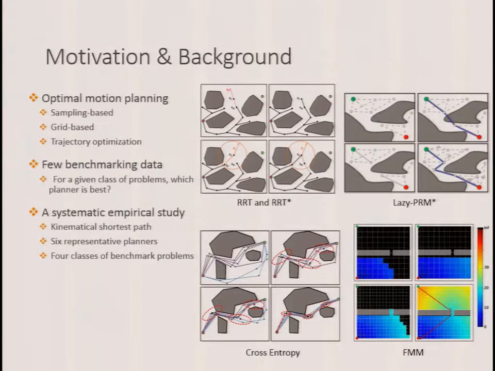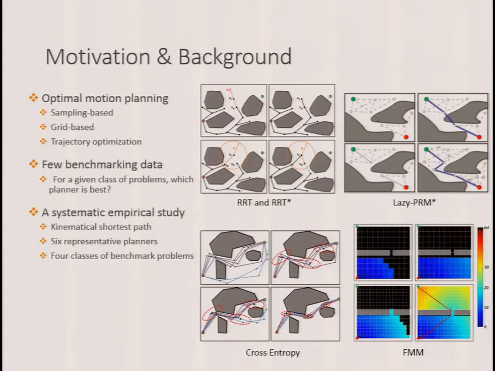The research on optimal motion planning has studied three major approaches: sampling-based, grid-based, and trajectory optimization. While the best performance of each planner, probably after careful problem selection and parameter tuning, is reported in the literature individually, few studies have compared the planner performance on an equal footing. Therefore, for the fundamental question, given a class of problems, which planner is the best is still wide open.